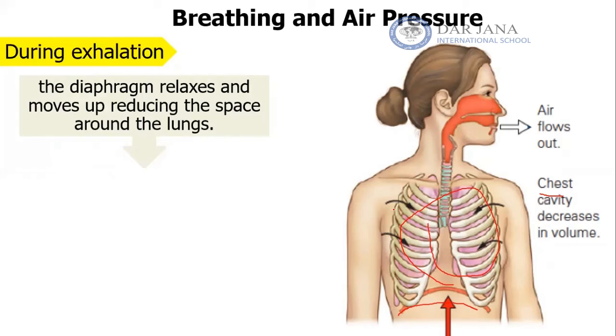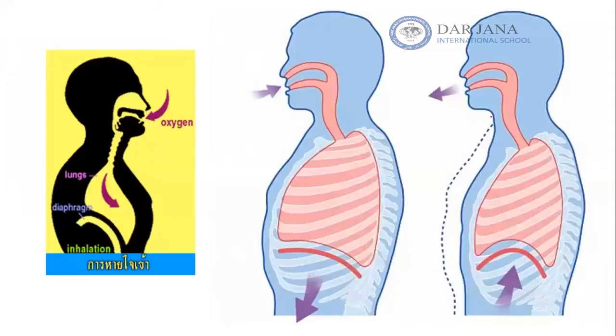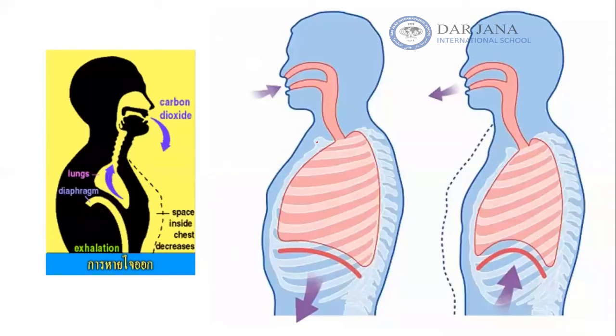Actually, you can see it if you are standing in front of a mirror, that your chest is going to become smaller in volume. And smaller volume means higher pressure, right? So the air pressure inside your lungs is going to increase, and the air is going to go out. And this process here is exhalation. So during exhalation, your diaphragm is going to relax, the volume of the chest cavity is going to decrease. That's why the pressure inside your chest and thus your lungs is going to increase, and the air is going to move out.